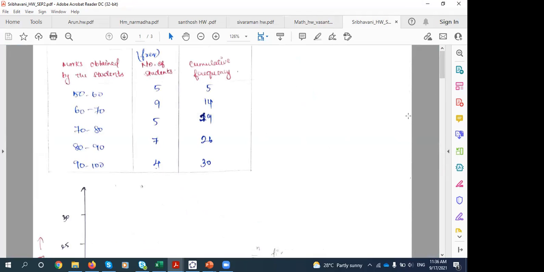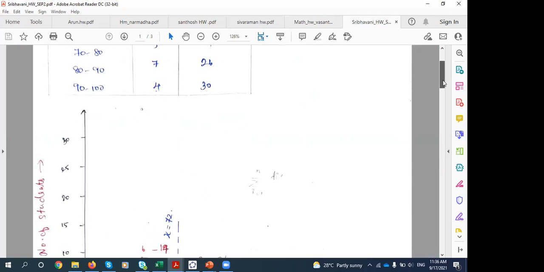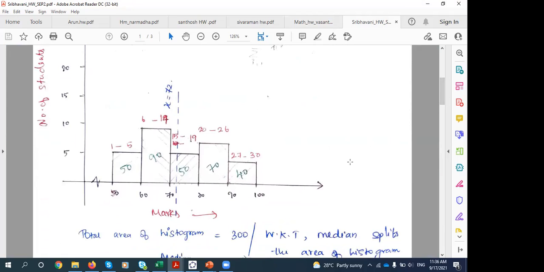Again, very clearly mentioned what is happening. Now, this is what I will call a very, very proper diagram. You see the areas of each rectangle is mentioned. You can see that they add up to what? The total area is 300.